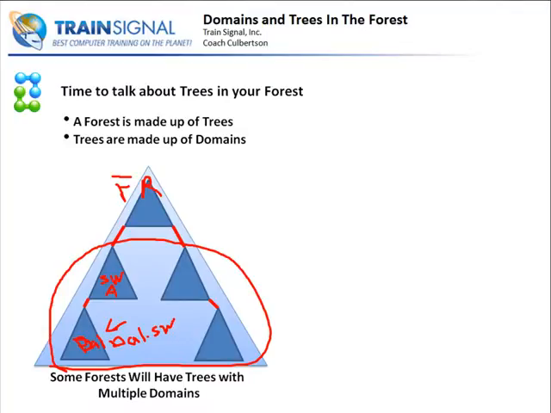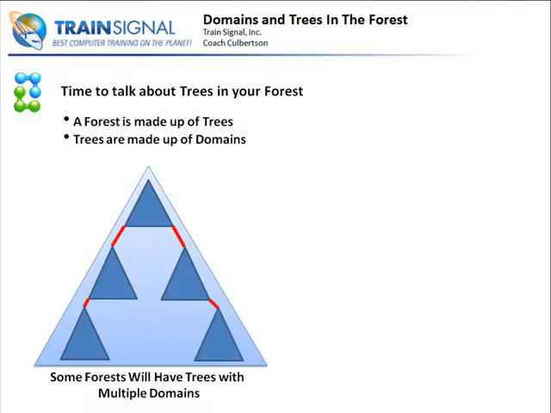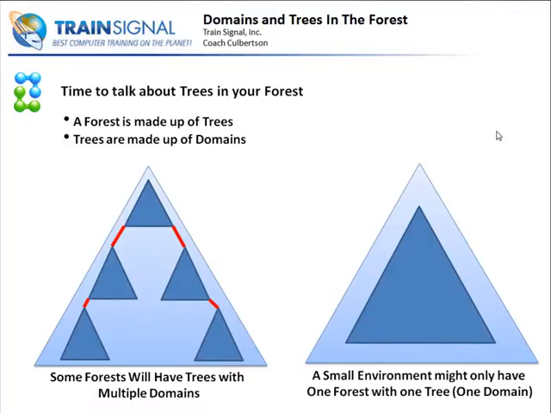But this is what you're probably going to find the most in very large organizations, and that's something to be conscious of when you're planning out your domain and forest structures, is that if you have a very small organization, this may not be the best go for you. What you might need is a small environment that might have one forest with one tree, or really one domain. You might have maybe two domains or whatever it is.